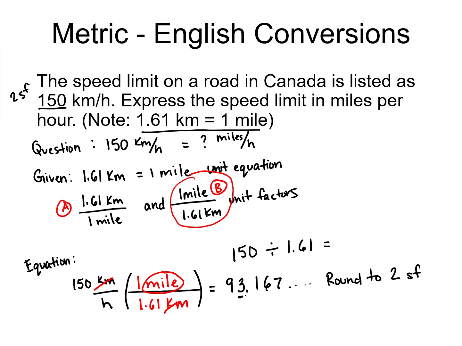So we're going to retain this 3 because that's going to be our second significant figure. We're going to look at the 1 to see if we need to round it. 1 is definitely less than 5. So we're going to go with 93. But we need units. What are the units? Resist the urge to use M for miles. At the very least, use MI, because you don't want to confuse it with meters. But it's 93 miles per hour. That's pretty fast.